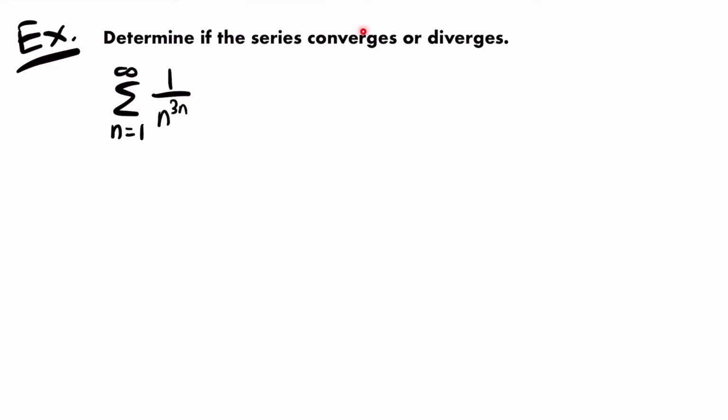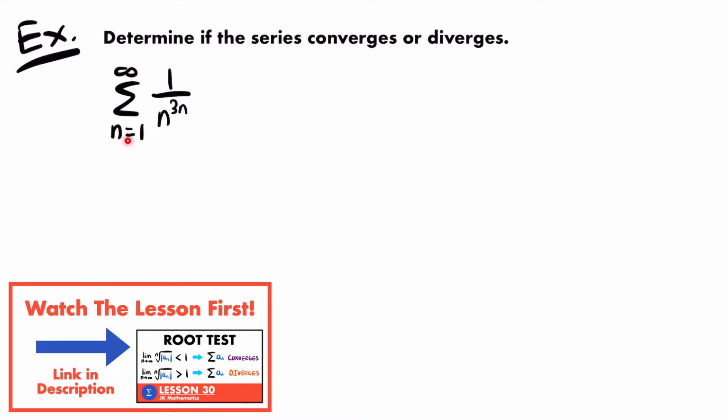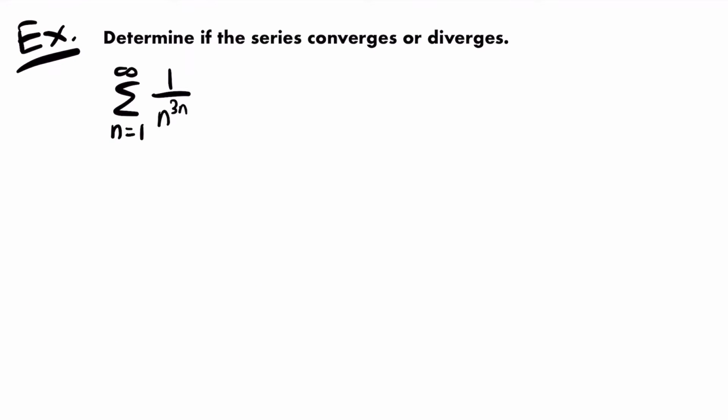All right, so here's our first example. We want to determine if the series converges or diverges. And our first series is this series right here, the sum from n equals 1 to infinity of 1 divided by n to the power of 3n. Whenever you see a series that has some value raised to a power of n, it might be a good idea to try and use the root test.